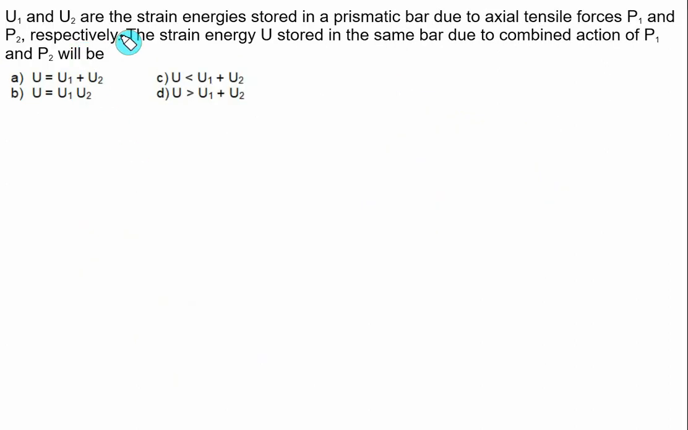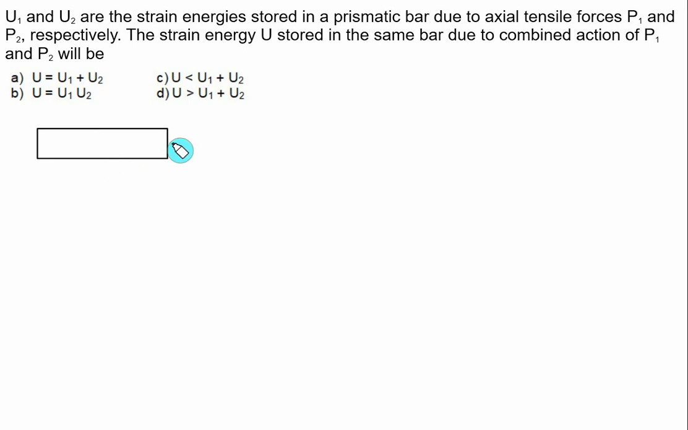U1 and U2 are the strain energy stored in a prismatic bar due to axial tensile forces P1 and P2 respectively. The strain energy U stored in the same bar due to the combined action of P1 and P2 will be? Now you have to find the relation between U and U1 plus U2.